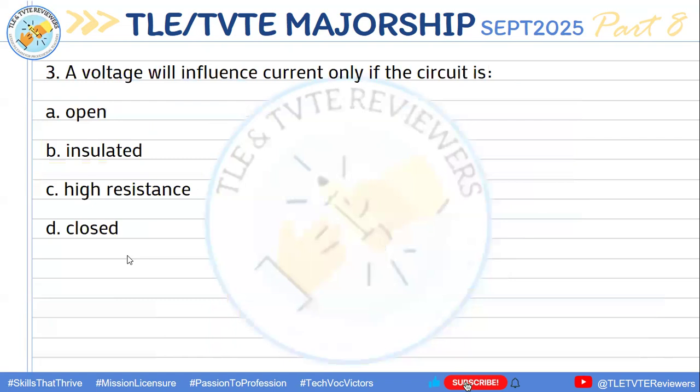Number 3, a voltage will influence current only if the circuit is A, open; B, insulated; C, high resistance; D, closed.